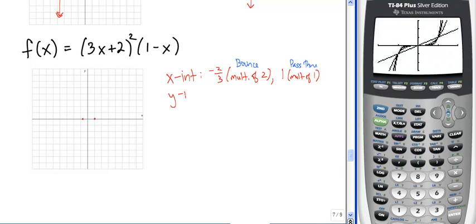Let's find our y-intercept. So I'm going to plug in 0 for this x, so this whole 3x term becomes a 0, but I have that +2 and a quantity squared, and then this would become 1 minus 0. So 2 squared is 4, and 4 times 1 is going to stay 4. And then we need our tail behavior.